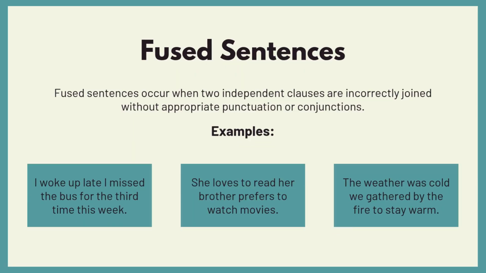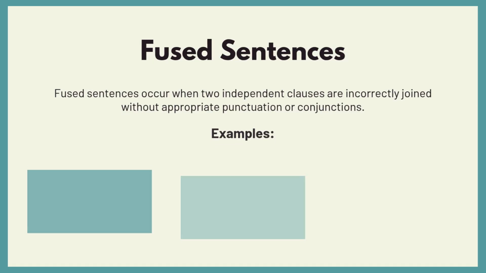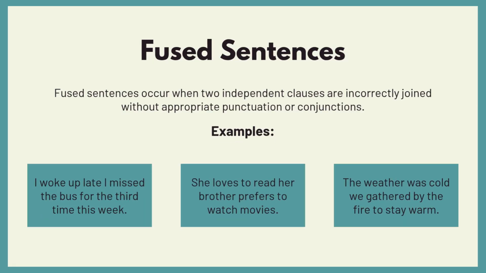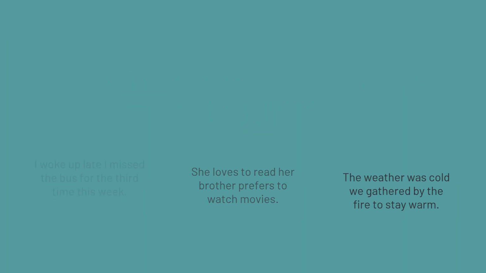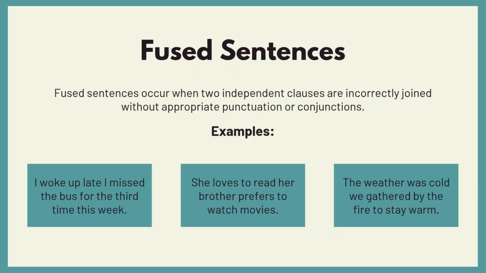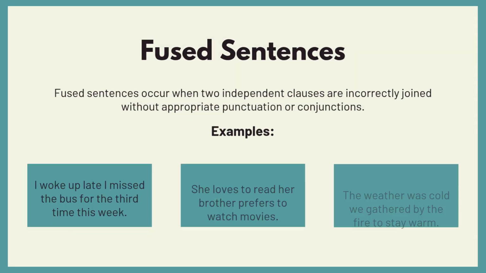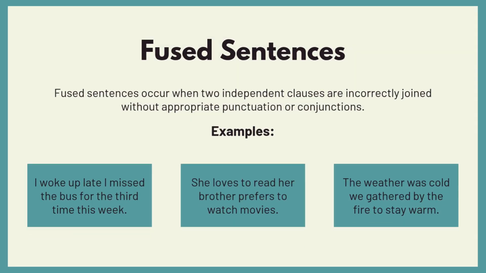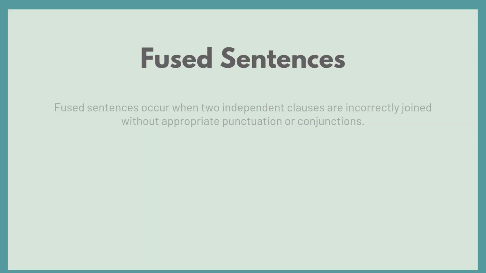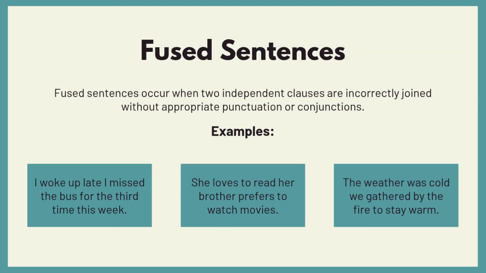Fused sentences. Fused sentences occur when two independent clauses are incorrectly joined without appropriate punctuation or conjunctions. Examples. I woke up late I missed the bus for the third time this week. She loves to read her brother prefers to watch movies. The weather was cold we gathered by the fire to stay warm.